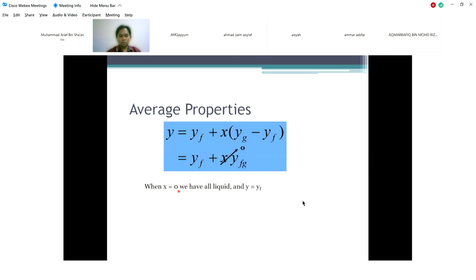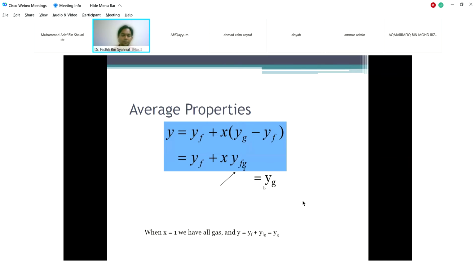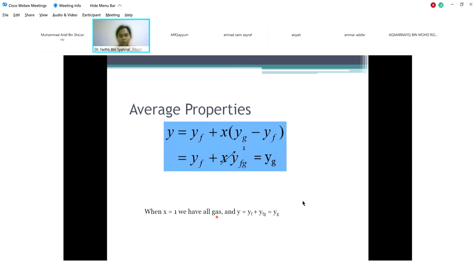When X equal to 0, we have all in liquid. Why? Because Y equal to Yf. The f, as we learned just now, is totally liquid. If X equal to 1, then all is in gas or vapor, because it equals Yg. If X is 1, then we get Yg, and g means vapor. That's why it is all in gas, vapor.